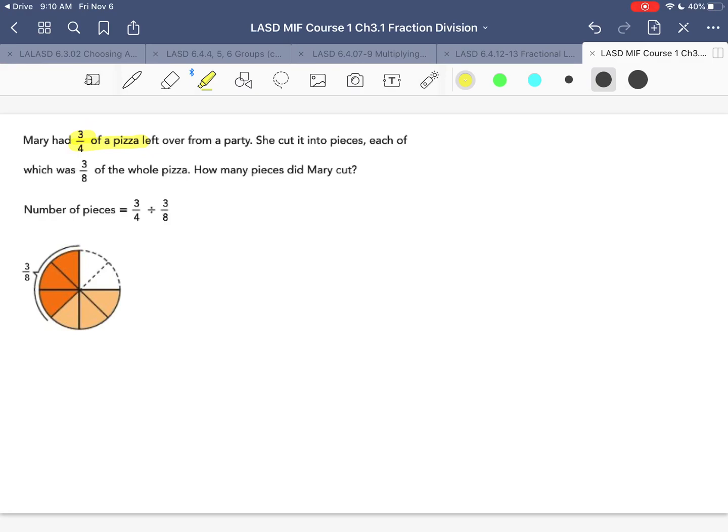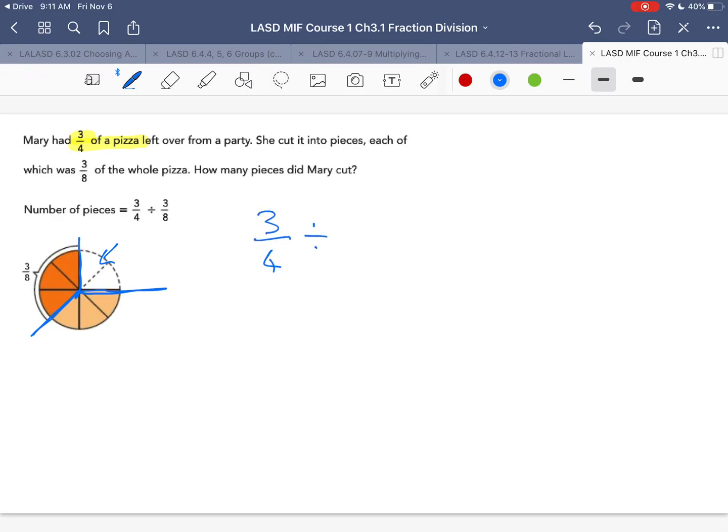So here the model's already drawn, and we have the white part here, which is the part that's already eaten, I guess, and 3/4 of the pizza is left over. And the pizza was marked into eighths, and there are 3/8 in each of these sections. So here's 3/8 here and another 3/8 here. So we can see that there are two 3/8 pieces in the 3/4. But let's do the math.